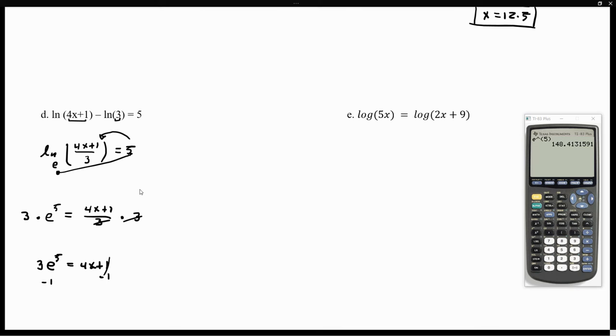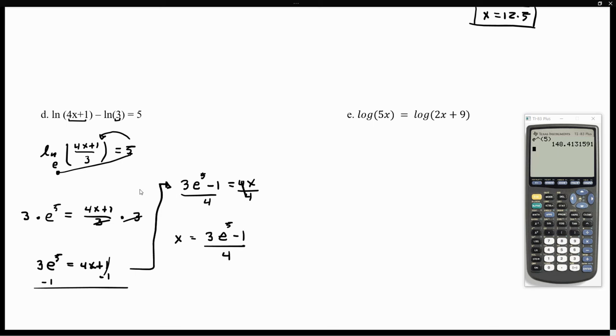So minus 1 on both sides. Let me just continue it here. So now I have 3e to the fifth minus 1 equals 4x. I'm almost there. All I've got to do is divide it by 4. So now I know that x is equivalent to 3 times e to the fifth minus 1, all over 4.